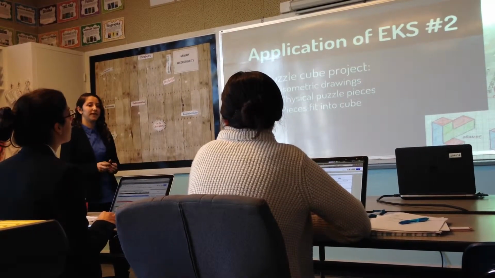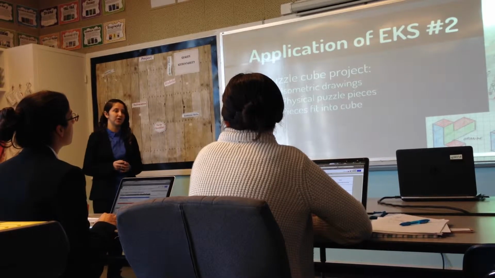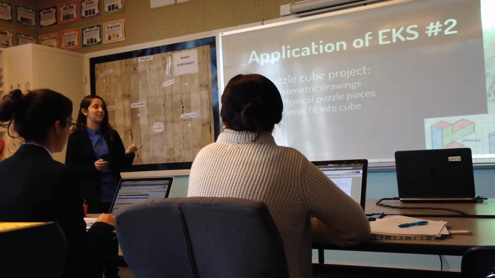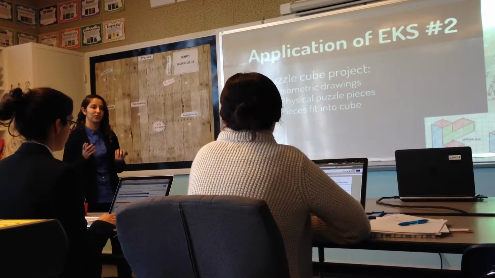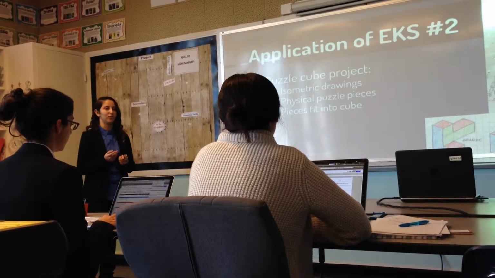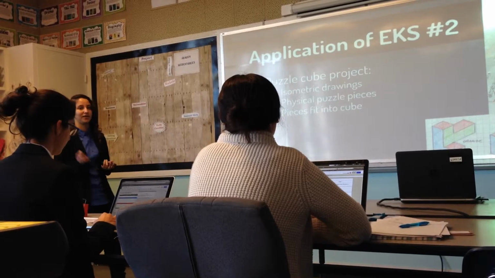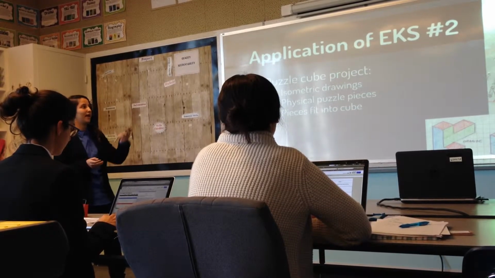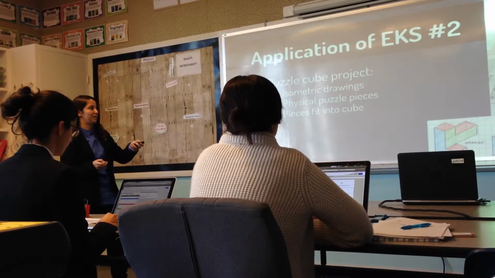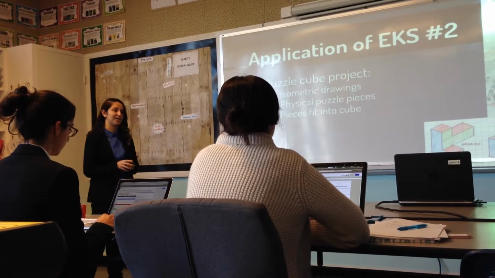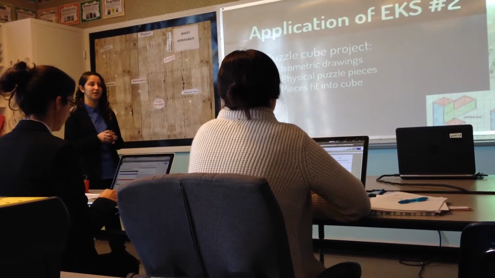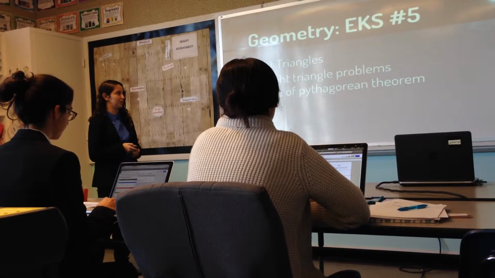An application of EKS number 2 would be my puzzle cube project. As you can see, I took isometric drawings and I made those into physical puzzle cube pieces using wood glue and wooden cubes, and after making all my pieces individually, I put them in a 3x3x3 puzzle cube, as you can see here, as my finished product. This also concludes my ID presentation, and I will now move on to geometry.